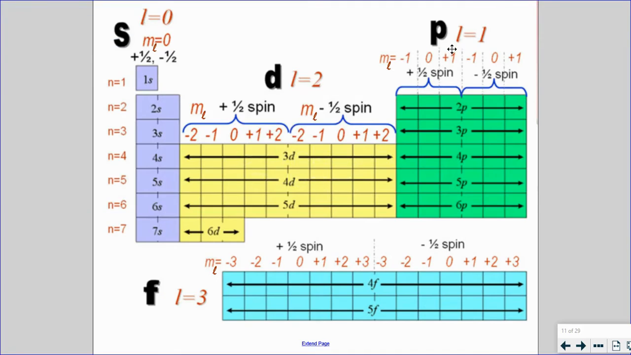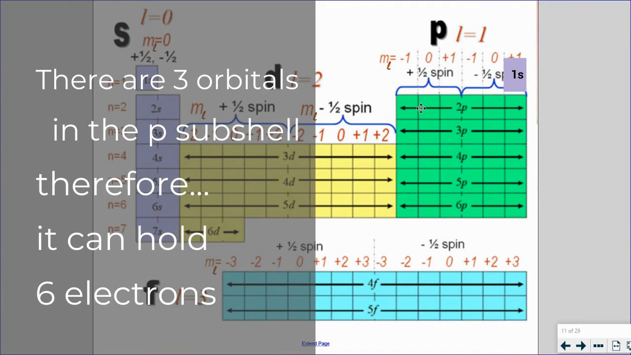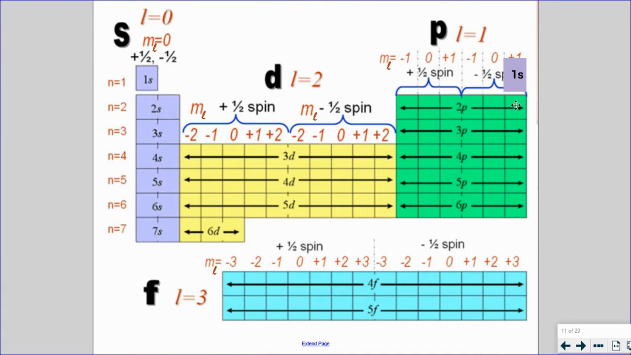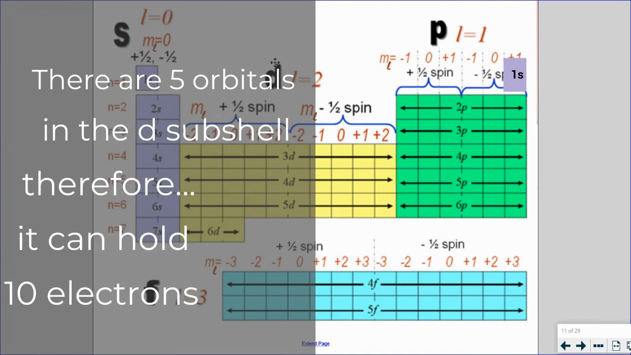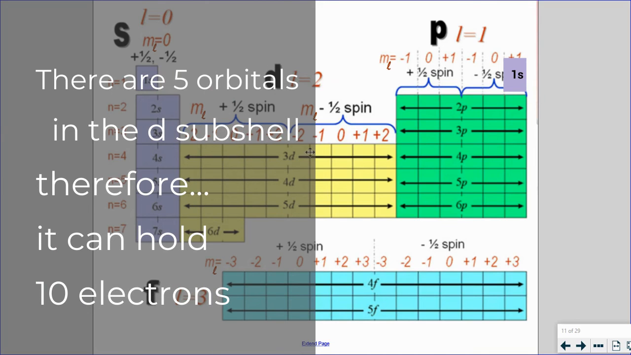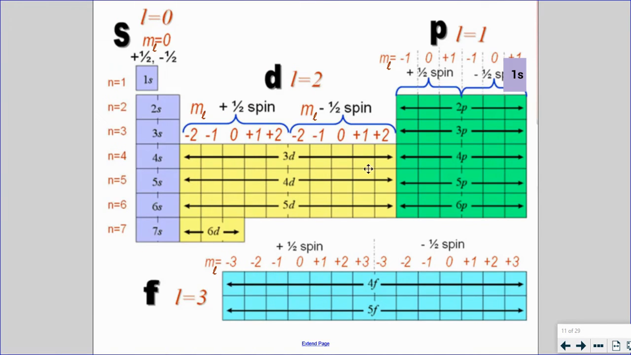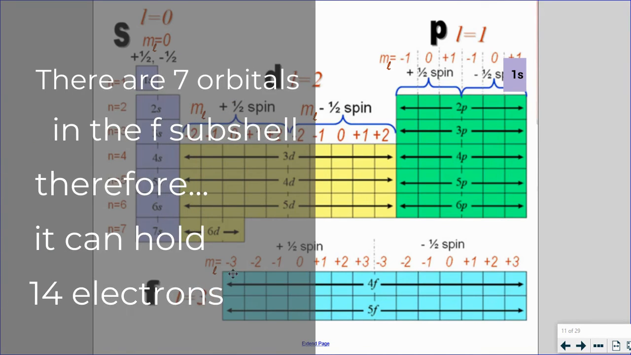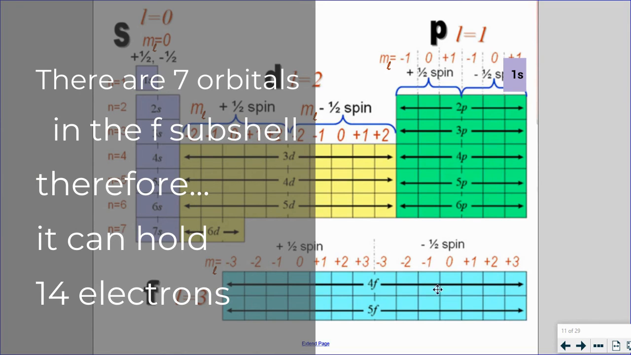So since the p subshell has 3 orbitals, there are 6 spots to place 6 electrons. Since the d subshell has 5 orbitals, there are 10 spots to put 10 electrons. And since the f subshell has 7 orbitals, there are 14 spots to put 14 electrons.